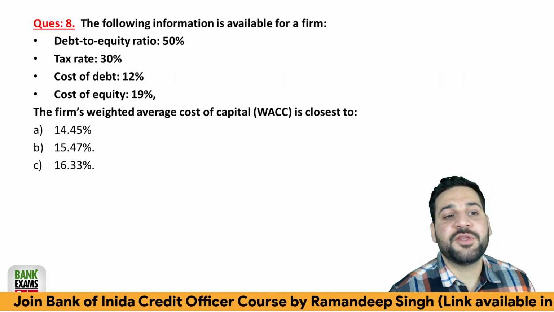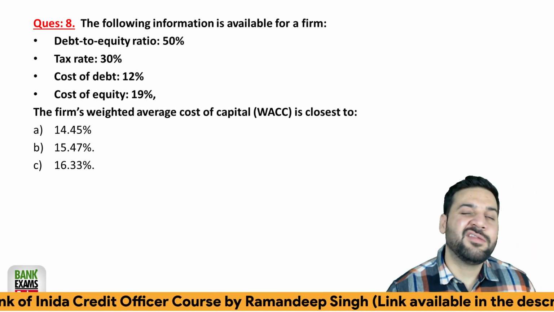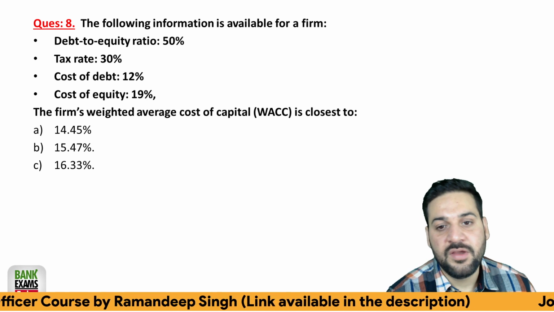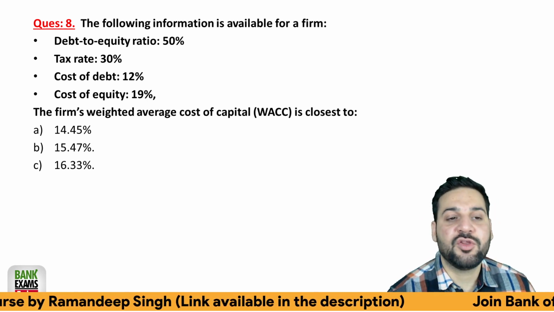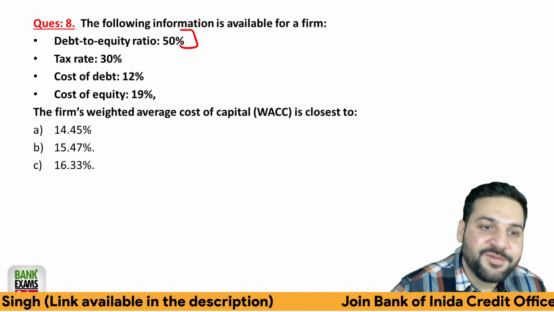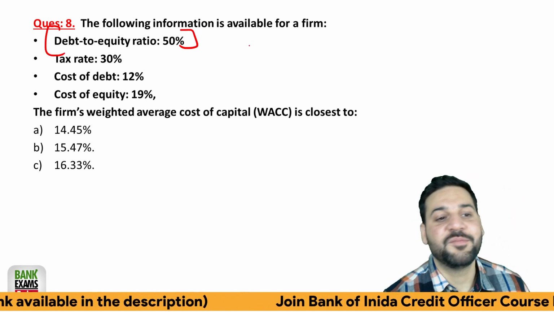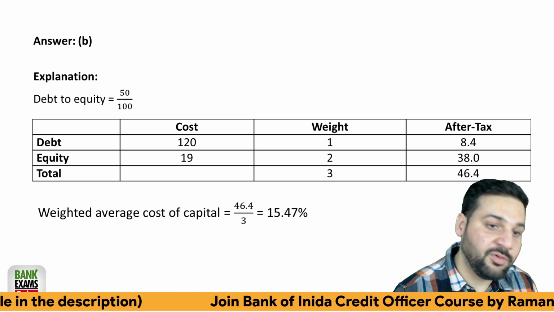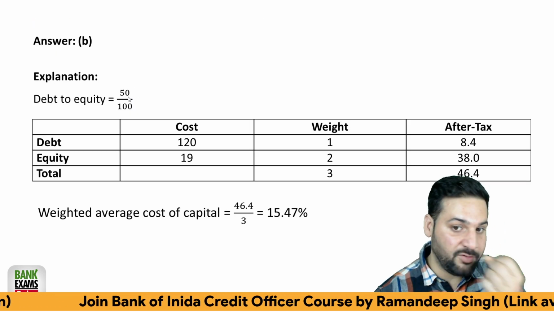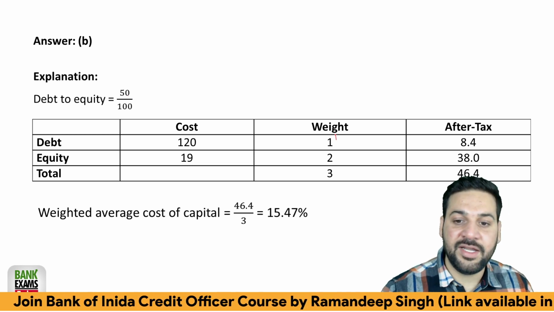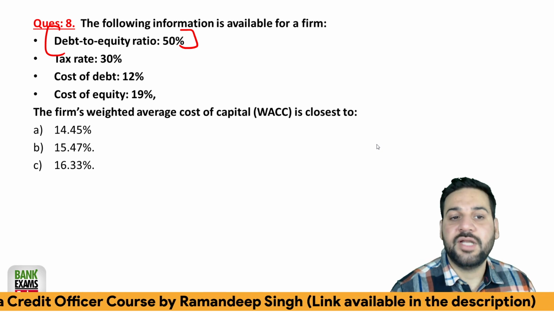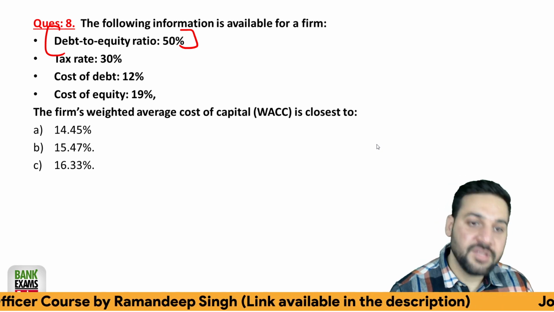The following information is available to the firm. If you are a chartered accountant or you have done MCom, this is super easy for you. We need to calculate the weighted average cost of capital. Debt to equity ratio is 50%. A lot of students are going to do this wrong, but let me tell you, if debt to equity ratio is 50%, that means what? That means debt is 1 and equity is 2. Debt to equity, debt is 1, equity is 2. That is 50% of equity.